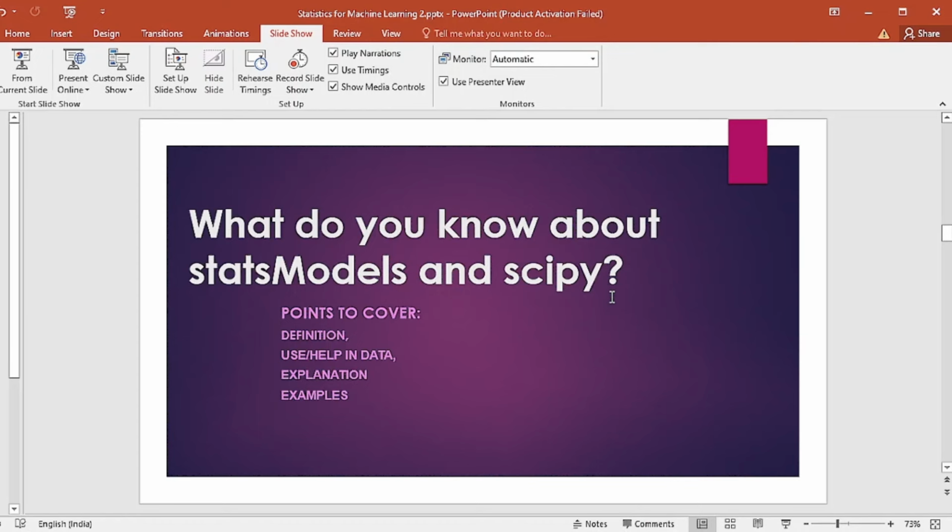So, what do you know about statsmodels and SciPy? Python has powerful libraries like SciPy and statsmodels that simplify complex statistical tasks. SciPy provides essential functions for scientific computing, offering a range of statistical tests and functions that streamline the analysis process. SciPy enhances the capability of NumPy by adding significant functionalities for advanced mathematical functions.